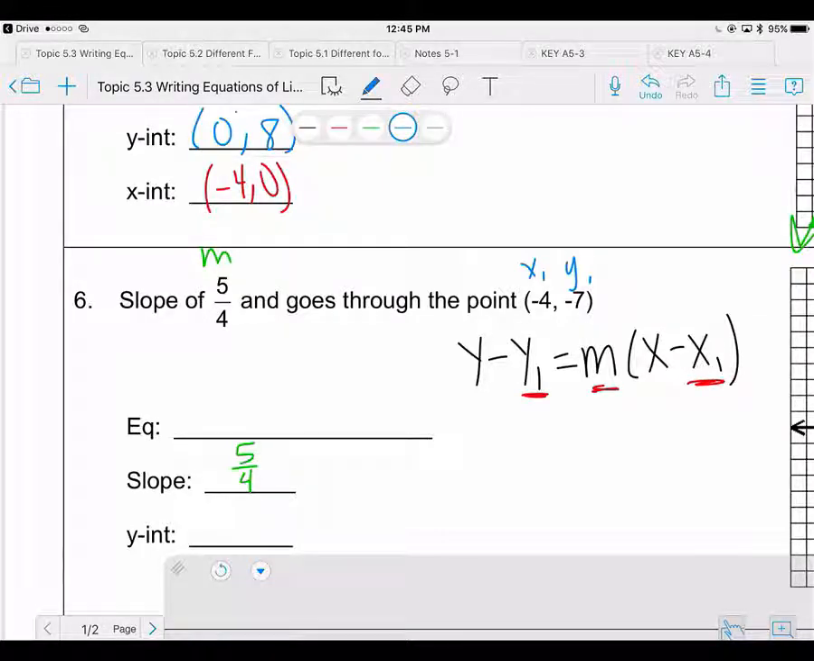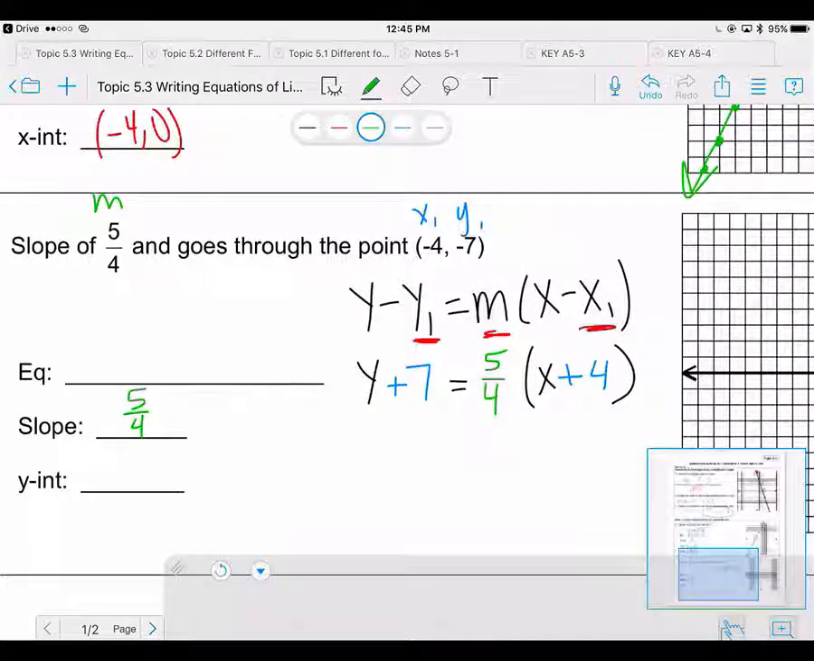When I plug in, my point becomes the opposite. So the -4 and the -7 are going to turn into a +7 and a +4 because there's already minus signs in my equation. And then my slope is 5/4.